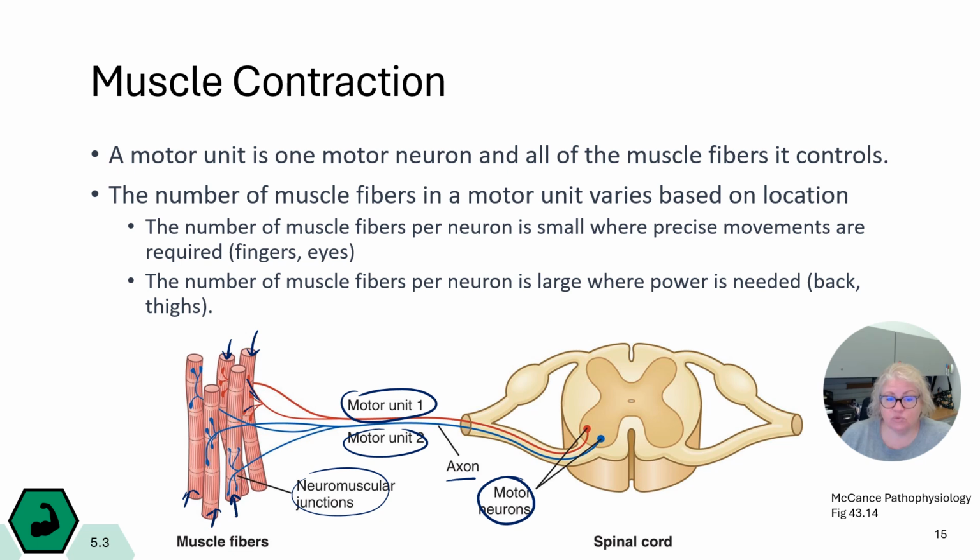The number of muscle fibers per neuron is very small where precise movements are needed. Your fingers and your eyes, very tiny muscles, very fine control. So not a lot of fibers per neuron so that we can be very precise. However, where you have very large, powerful muscles, you don't need a lot of fine control, you need power. And so there's a lot of innervation of fibers by the same axon in those areas. So the back muscles, the thigh muscles, the very large muscles will have more fibers per neuron in those motor units.